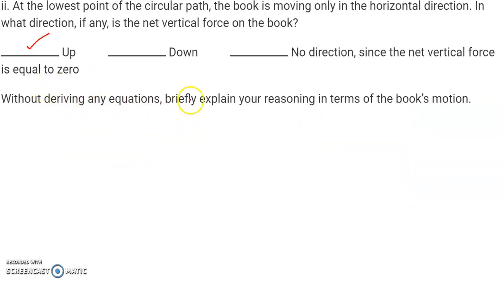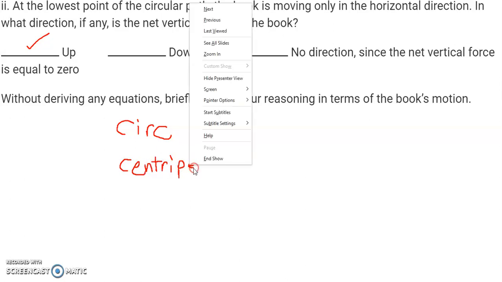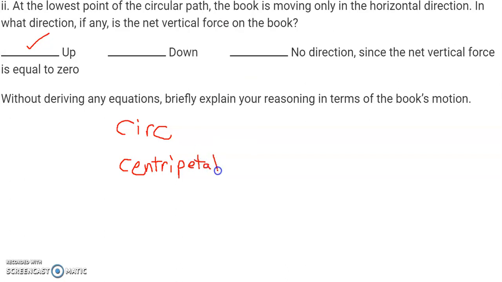Without deriving any equations, briefly explain your reasoning in terms of the book's motion. You can say the book is undergoing circular motion, and a centripetal force causes circular motion. And centripetal force, remember, means center seeking. So therefore it has a net force pointing towards the center, which in this scenario would be upward. Center seeking. Good.